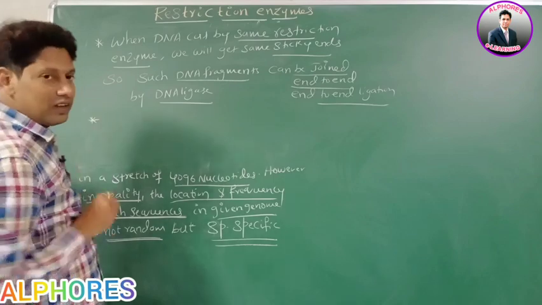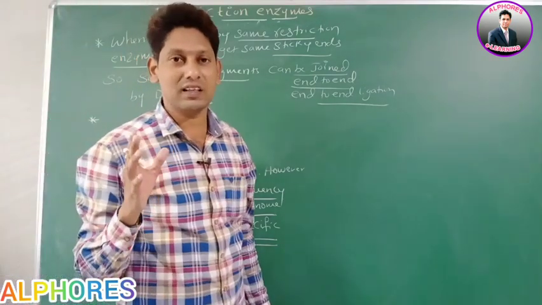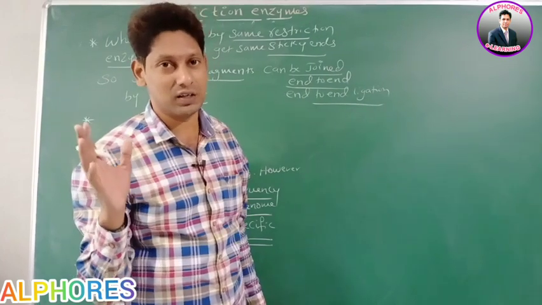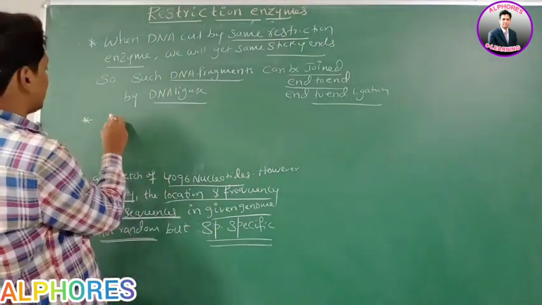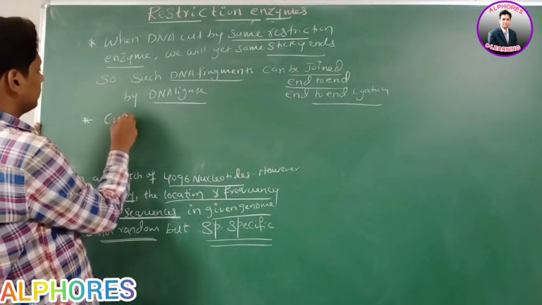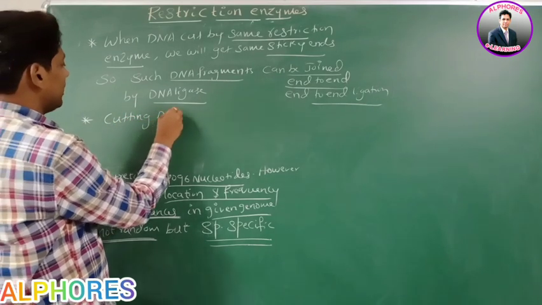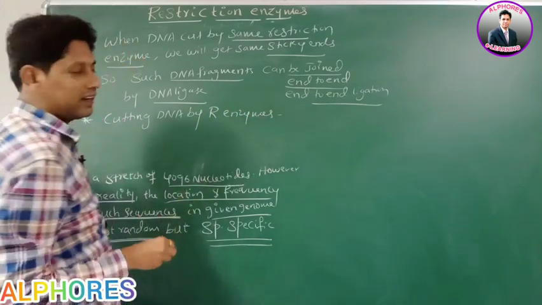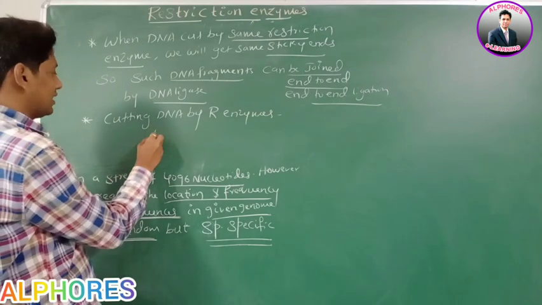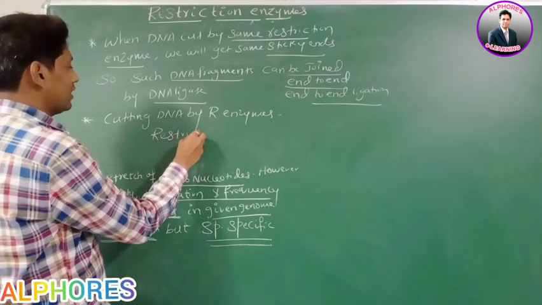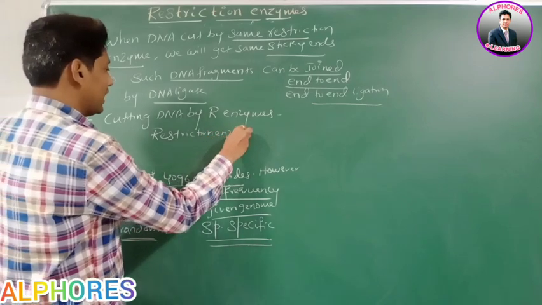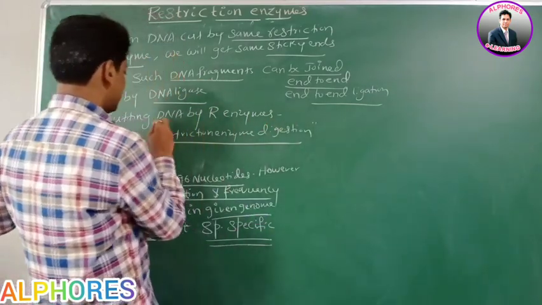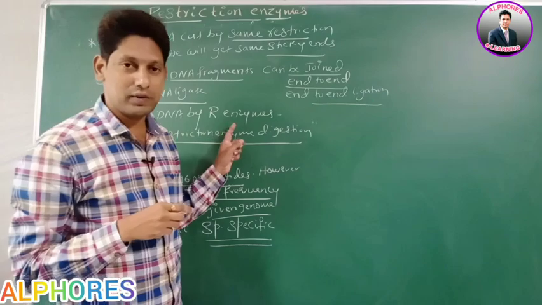Now listen to this statement. By using restriction enzymes, we are cutting the DNA molecule. This is called restriction enzyme digestion. Cutting DNA by restriction enzymes is called restriction enzyme digestion.